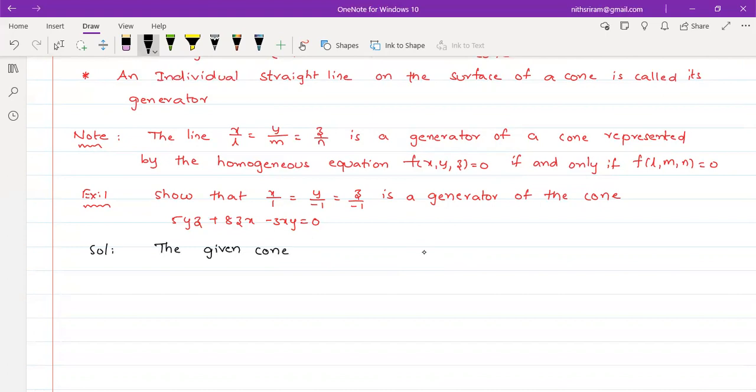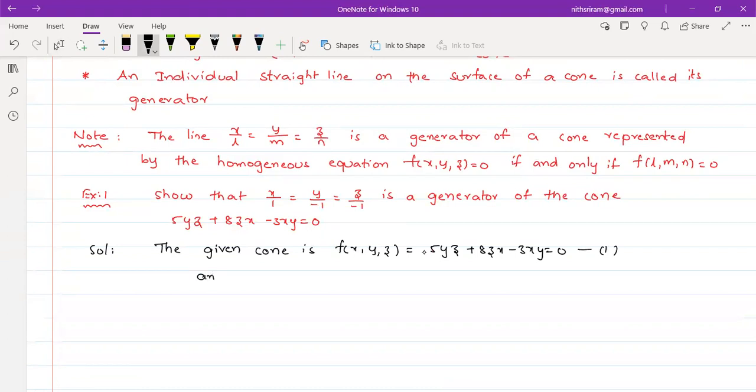So the given cone is f(x, y, z) = 5yz + 8zx - 3xy = 0. Let's call this equation number 1.